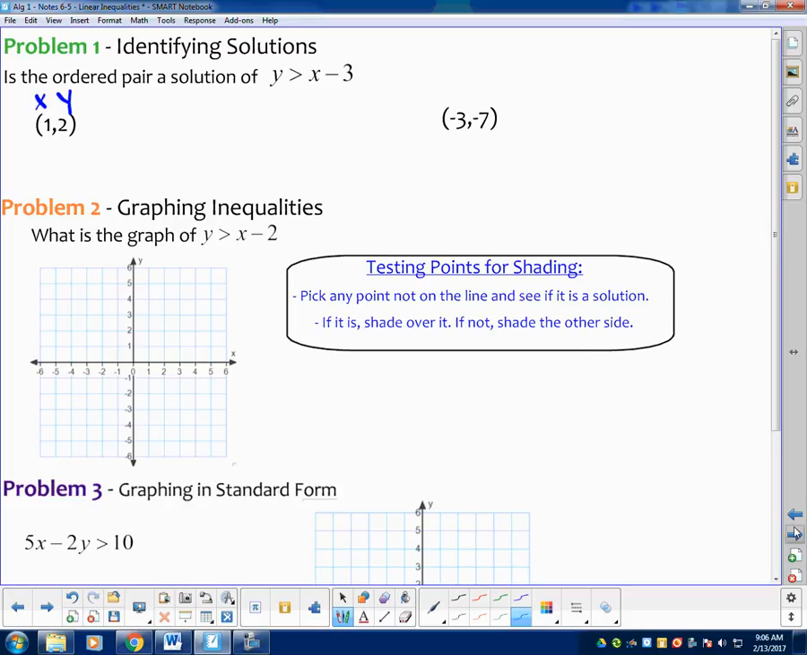Okay, so I'm going to take out the Y and plug in a what? 2. I'm going to take out the X and plug in 1. Now if I just do the math, what's 1 minus 3? Negative 2. Is 2 greater than negative 2? Yes. So yes, this is a solution. If on your notes you just write yes, when you get to the test you'll have no idea why it's yes.